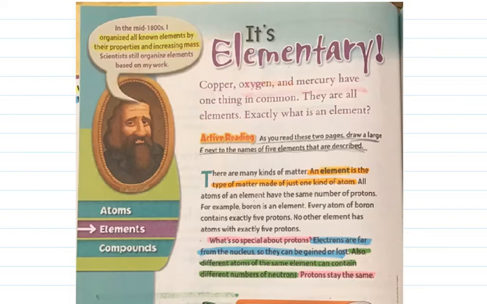Okay, now we're going to highlight some stuff. In orange, you are going to highlight the definition of an element, which is the type of matter made of just one kind of atom. In pink, you are going to highlight what's so special about protons, and also highlight in pink, protons stay the same. In blue highlighter, you're going to highlight electrons go far from the nucleus so they can be gained or lost. Last but not least, you're going to highlight in green, also, different atoms of the same element can contain different numbers of neutrons.